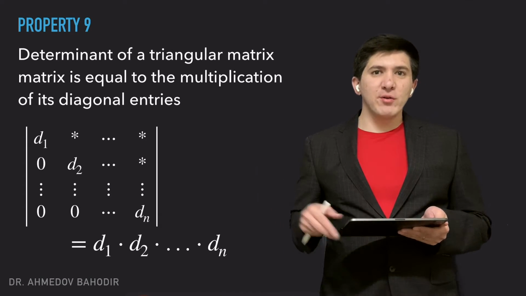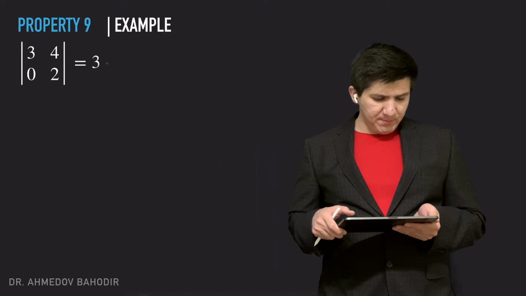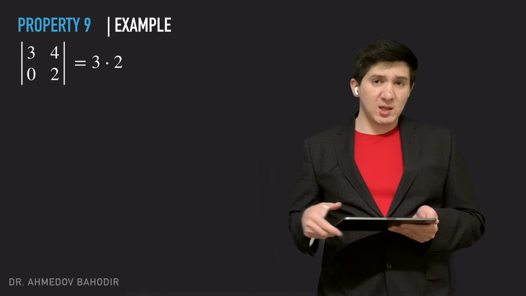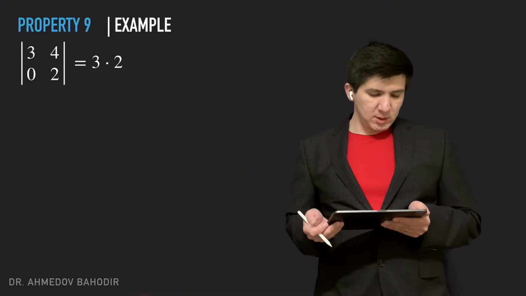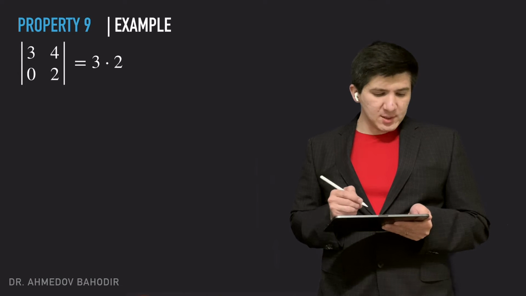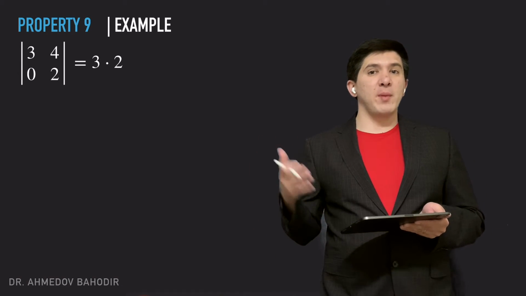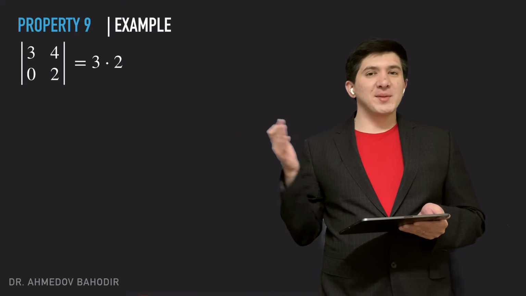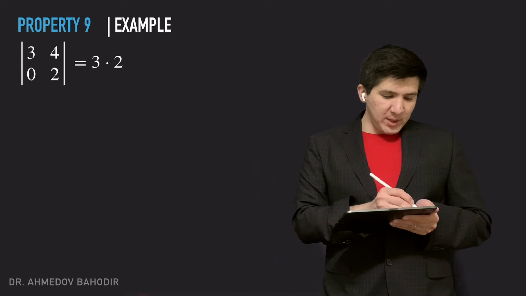So let's try to prove this property number 9. If you're given this kind of matrix, which is an upper triangular matrix, its determinant is equal to 3 times 2. This is what property 9 tells us. We are going to try to prove this using property number 8 about the diagonal matrices and property number 7 about the elimination. So what I'm going to do is eliminate this 4.